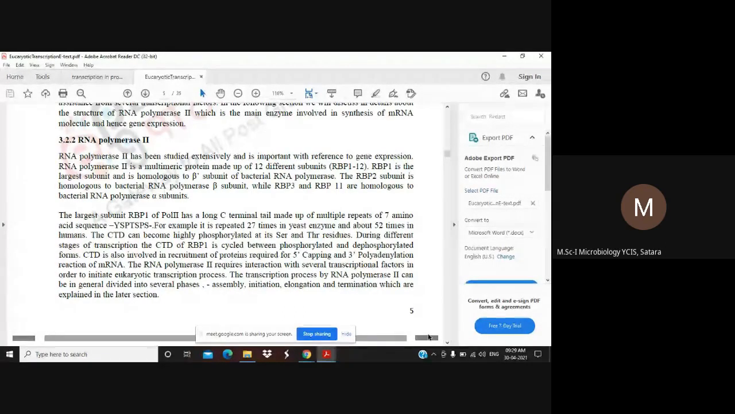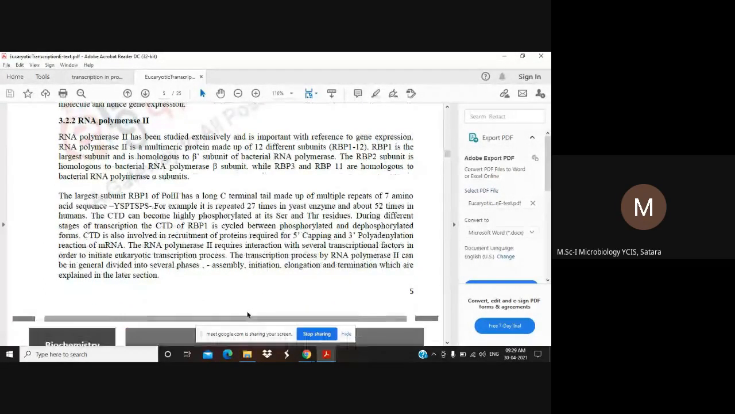So RNA polymerase 2 requires the interaction with several transcription factors to initiate the eukaryotic process. So several transcription factors are there. Some of them we have studied yesterday. So transcription process by the RNA polymerase 2 is divided into different phases, and those phases are assembly of those factors. Factors first associate.